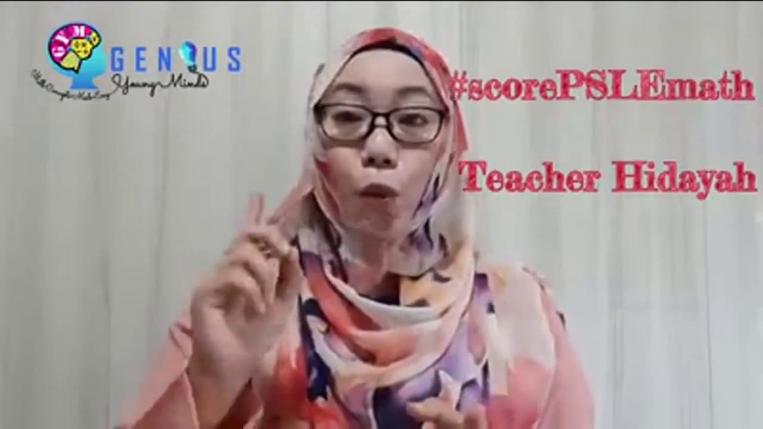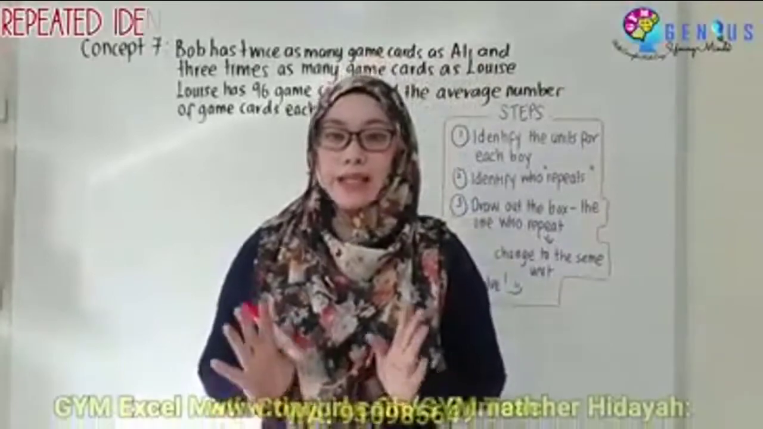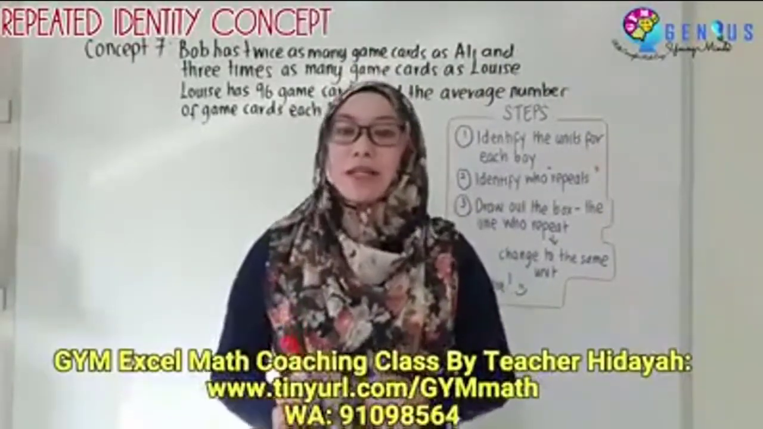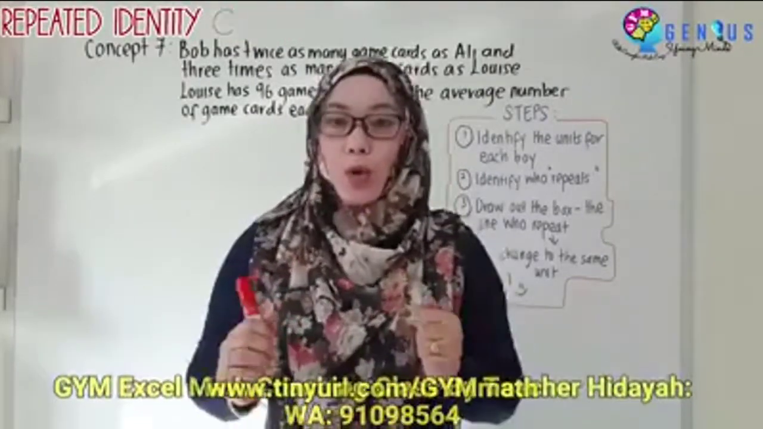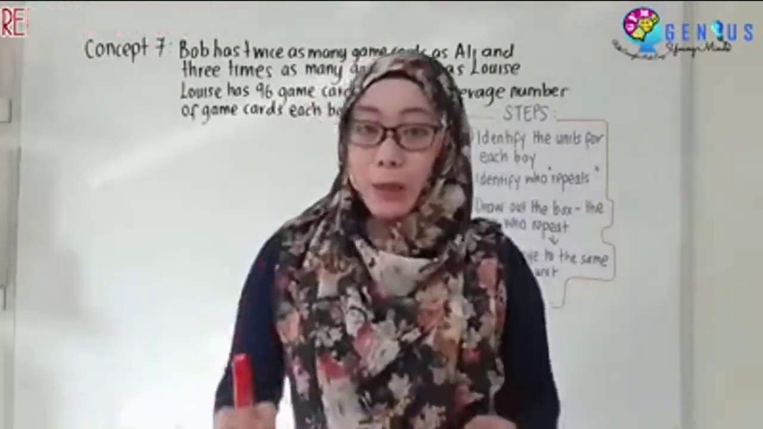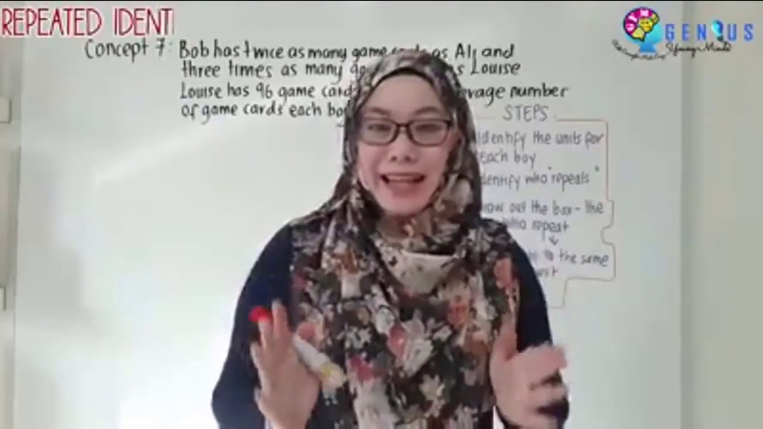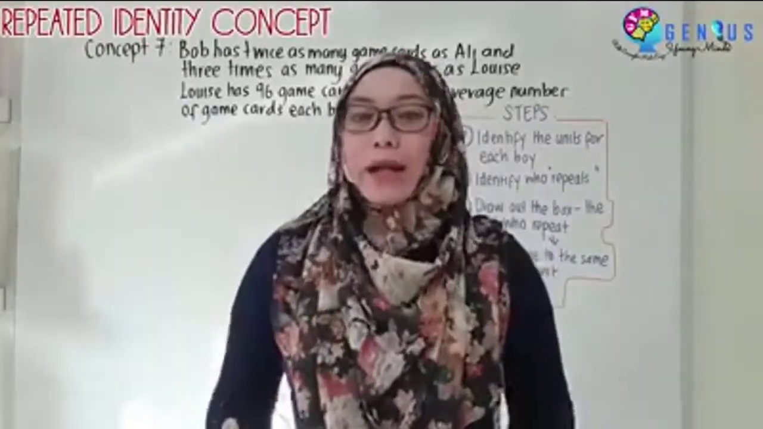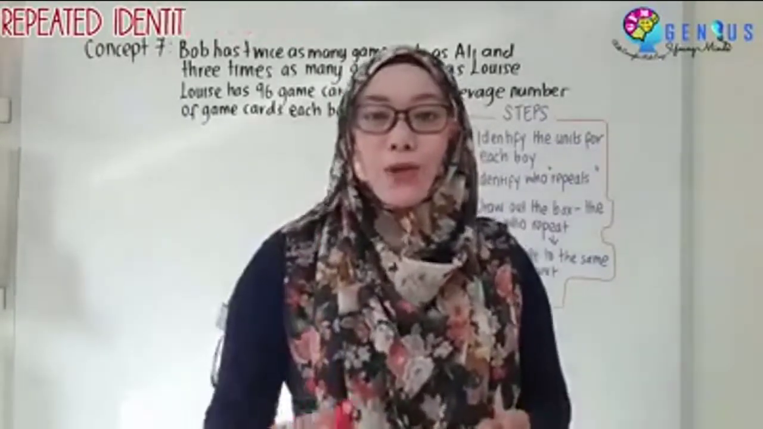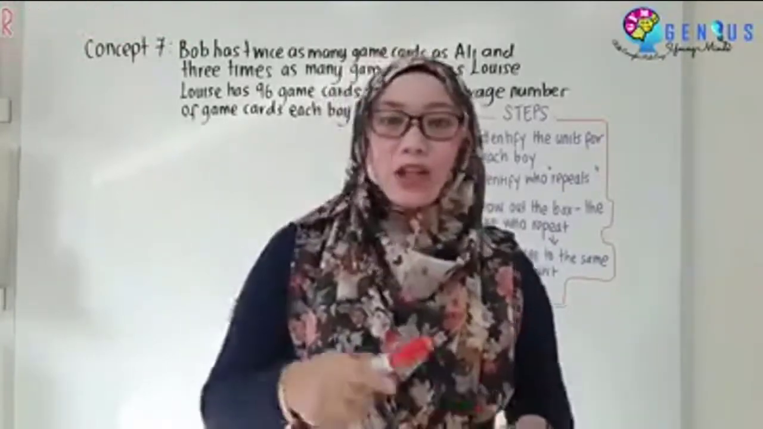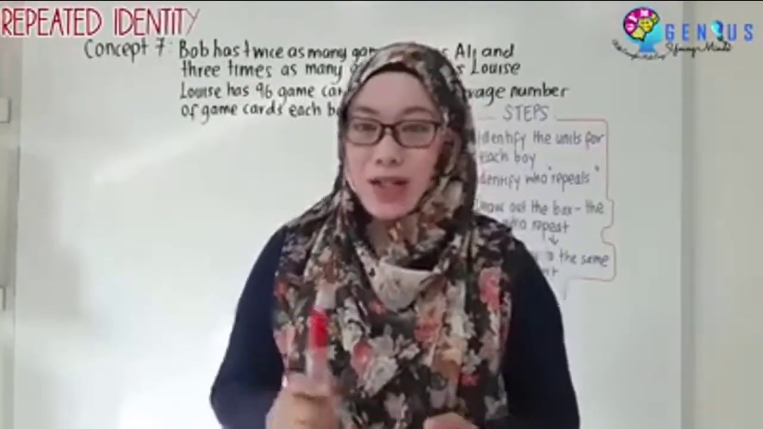Today, I'm going to share with you one of the must-know PSLE problem-sum math concepts. It's good for the P6 and P5 students. Okay, this is concept number 7. For concept number 7, it is the repeated identity concept. There are keywords and clues to tell us that it is this concept. So what are the clues? I'm going to go through this question and then we'll identify the clues or the keywords together and link it to the repeated identity concept.